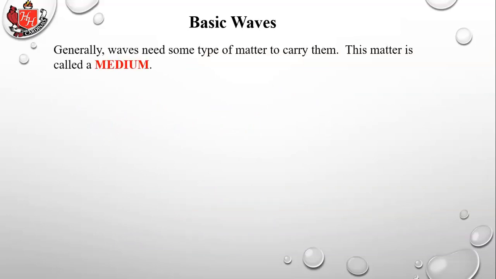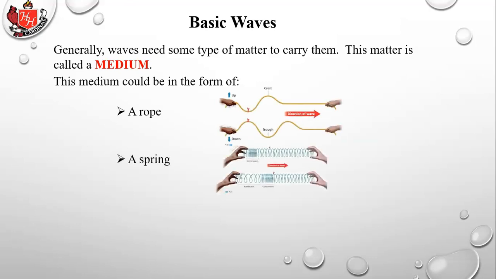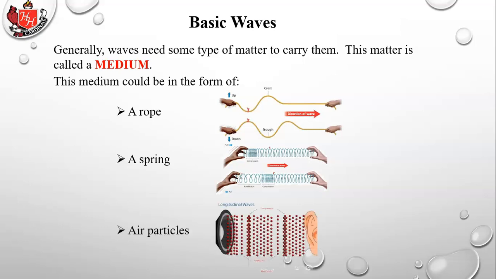Generally, waves need some type of matter to carry them. This matter is called a medium. The medium could be in the form of a rope, so you can shake a rope up and down like that. A spring, same thing. You can either make a transverse or longitudinal wave with a spring. You can only make a transverse wave with a rope, but you can make either kind of wave with a spring. And air particles. As you hear a sound, the air particles are being squeezed and released as they hit your eardrum, and that sends a signal to your brain that gives you the sensation of sound.